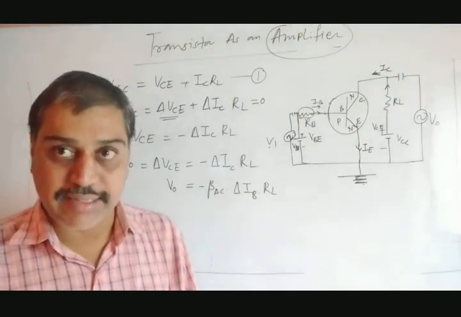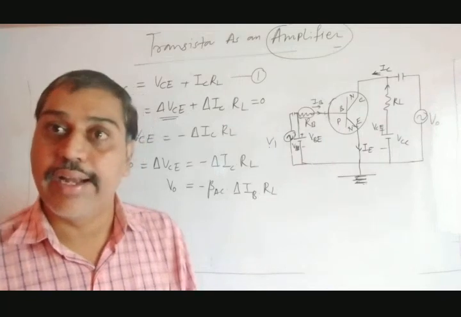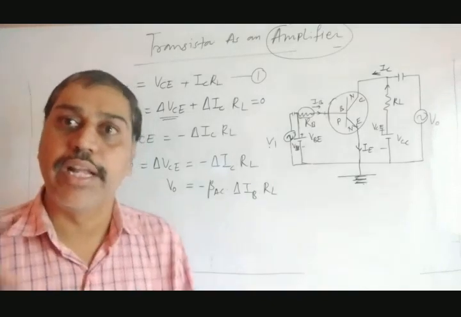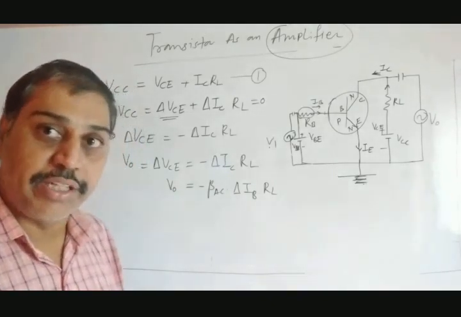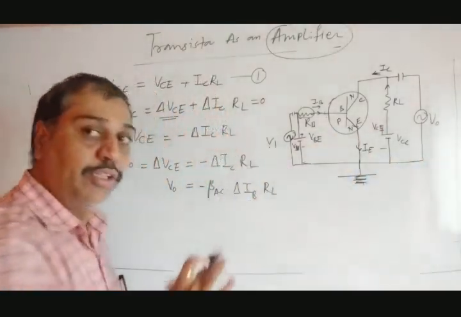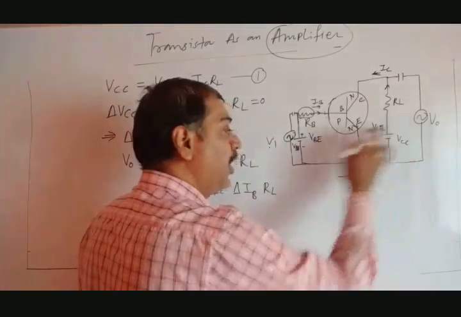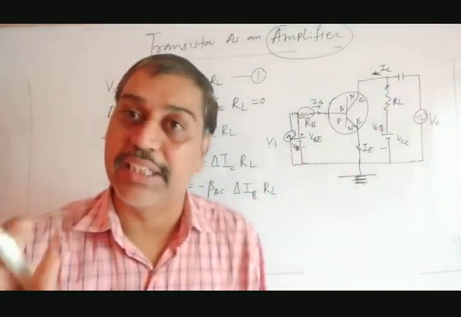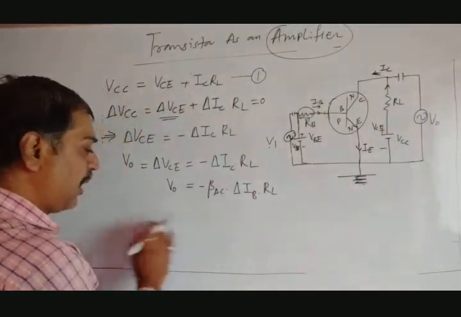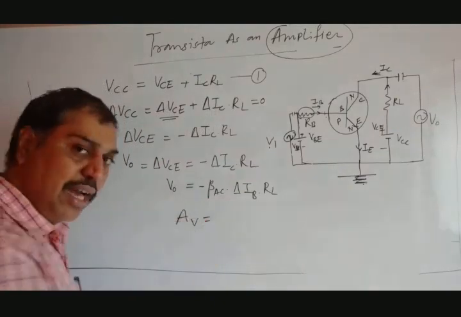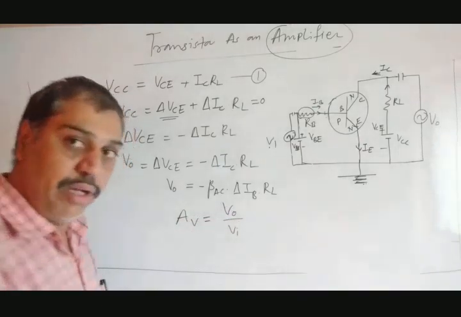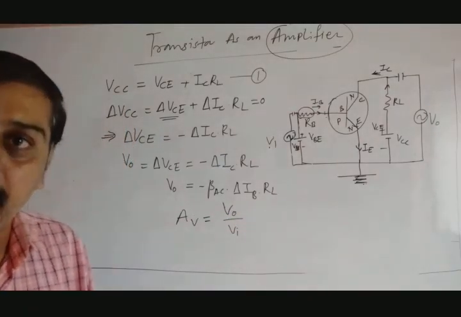See, we have seen beta DC, beta AC, alpha AC. These are the current gain, ratio of currents. Similarly, we can find out voltage gains, the ratio of voltages. The ratio of output voltage to the input voltage will give the voltage gain because it is a ratio of voltages. So suppose the voltage gain is represented by AV, we can write that AV equal to output voltage divided by input voltage.